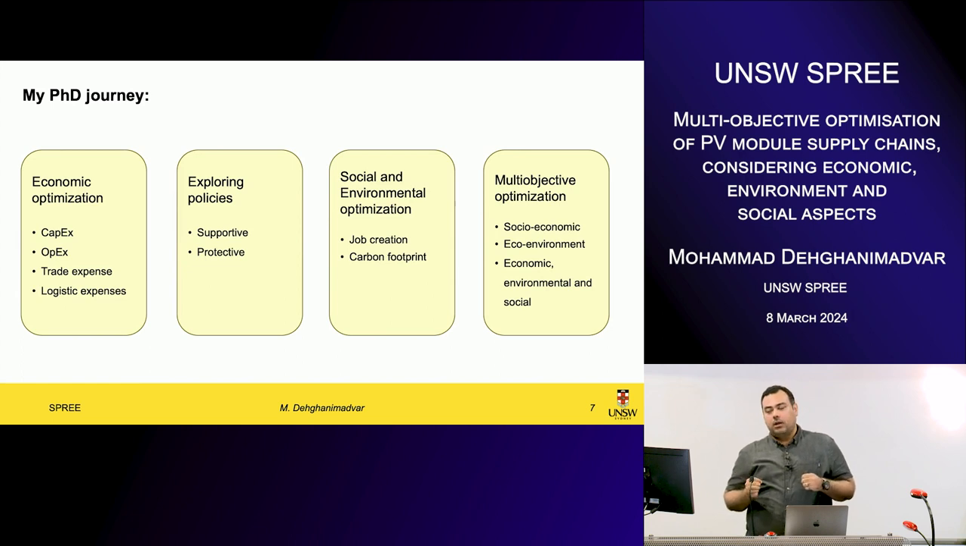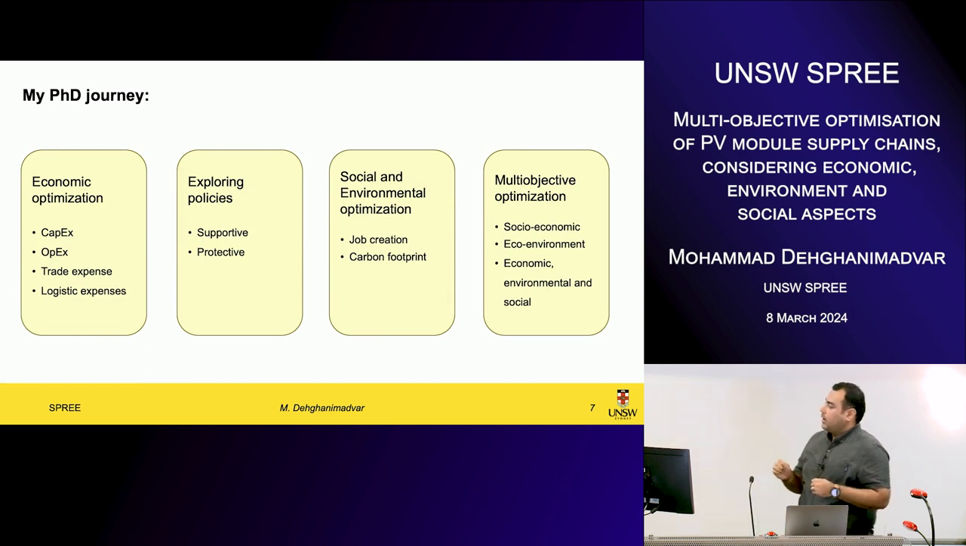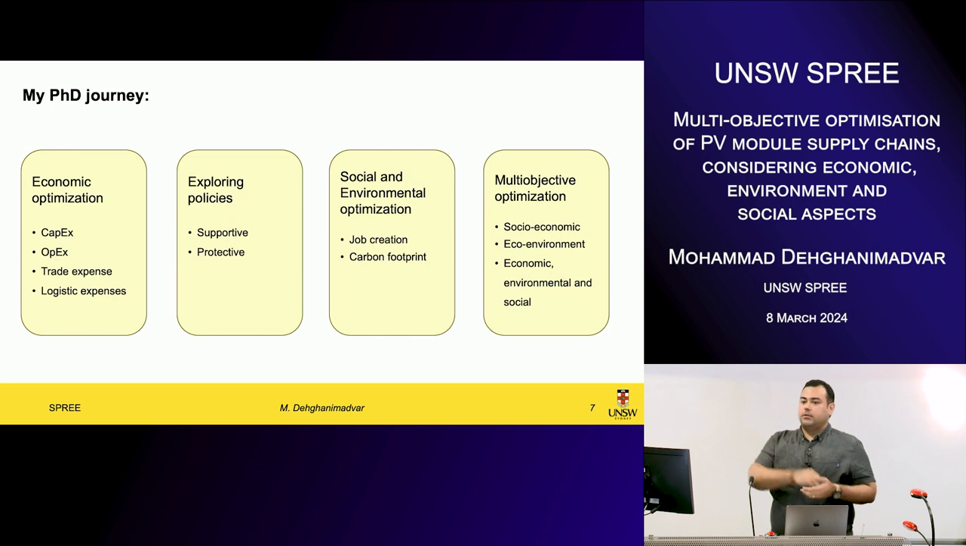Having this challenge and opportunity to target, and also these benefits, my PhD is based on four main questions. The first question is: if you want to make modules inside of Australia, how much does it cost? What are the cost categories that can impact the module price? And if we want to compete against the imported PV module landed price in Australia, what is the price gap? Is there any price gap?